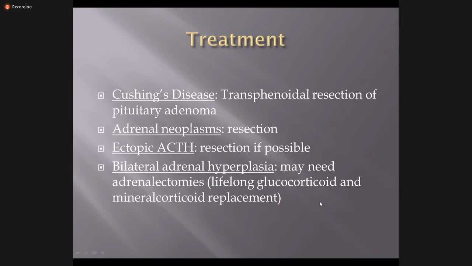Then in adrenal involvement, adrenal tumor or neoplasm, resection of either the tumor or the adrenal gland. An ectopic source is very difficult to localize. If we localize the ectopic source, we can remove it by surgical means, if possible. Then in a few cases, bilateral adrenal hyperplasia may need adrenalectomy. Because after adrenalectomy there is an absolute deficiency of hormone, lifelong corticosteroid replacement is required in such a situation, with lifelong monitoring.